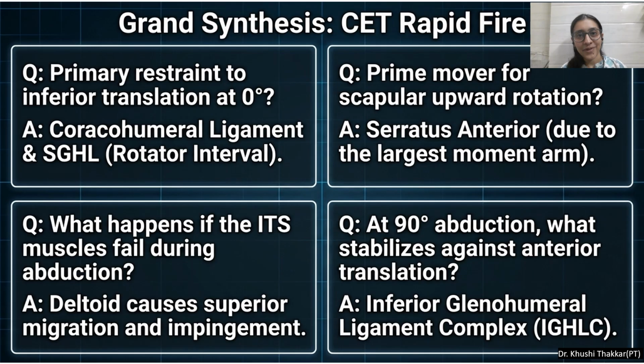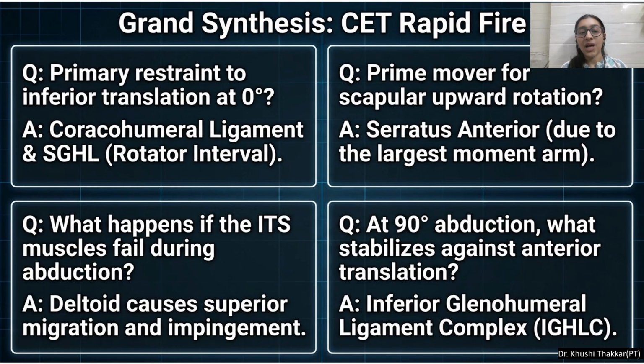Let's take this rapid fire for your quick revision. Just respond to yourself and check if you know and if you can answer this correctly. The primary restraint to inferior translation at 0 degrees is the coracohumeral ligament and the superior glenohumeral ligament in the rotator interval. Also, you have to answer what is the primary restraint at 45 degrees and 90 degrees of abduction in the comments. Next comes the prime mover for scapular upward rotation. It is the serratus anterior due to the largest moment arm. Always remember for CET MCQs, the muscle with the largest moment arm is serratus anterior in the shoulder complex.